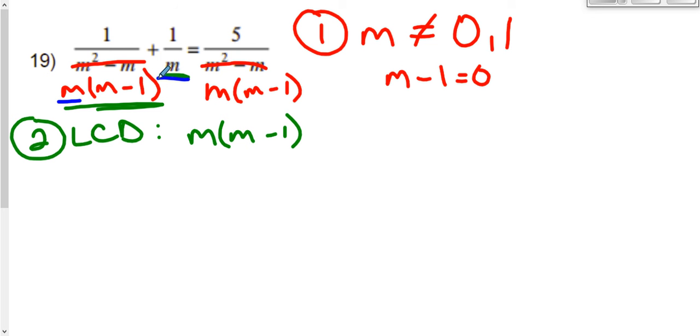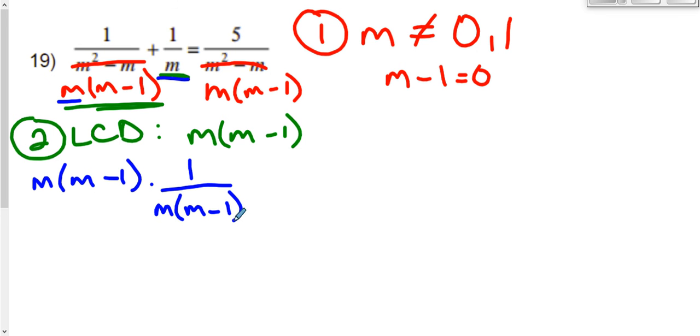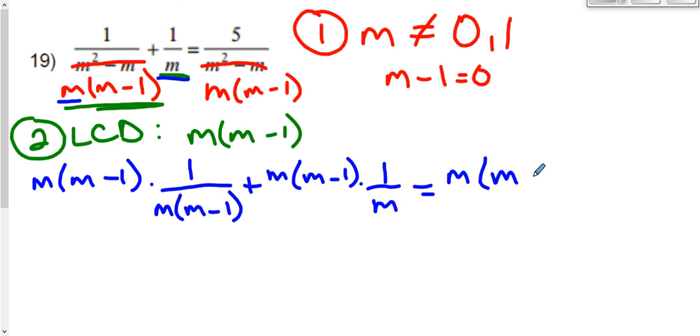All right, now that I have my lowest common denominator, I will multiply it by every single term. m times m minus 1 times 1 over m times m minus 1. My next term will be m times m minus 1 times 1 over m. And last but not least, on the other side of my equal sign, m times m minus 1 times 5 over m times m minus 1.